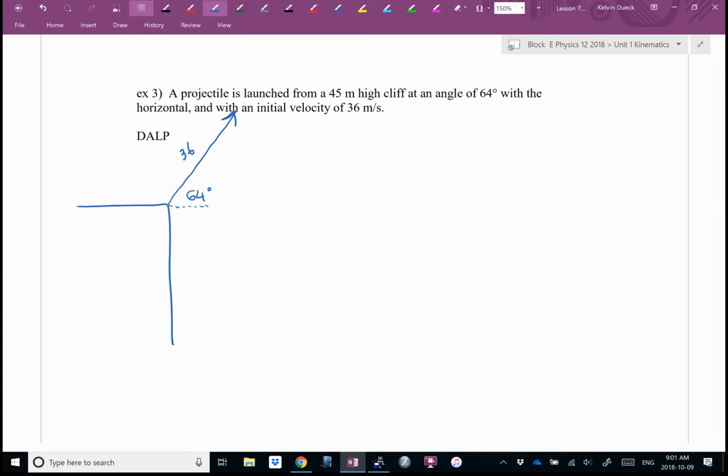What am I going to do first here? Components. Okay. There's Vx. There's Vy initial. That 36, opposite, adjacent, or hypotenuse? Hypotenuse. Vx adjacent. Vy opposite.